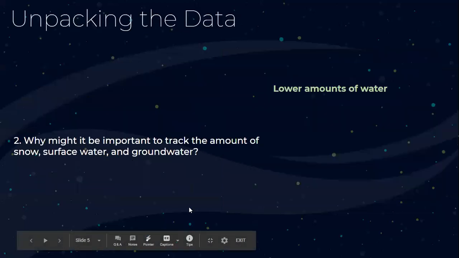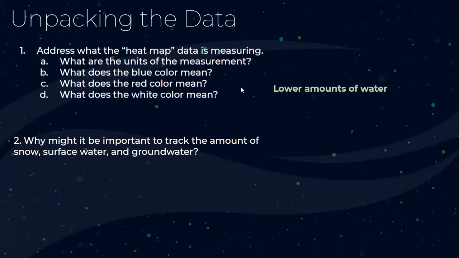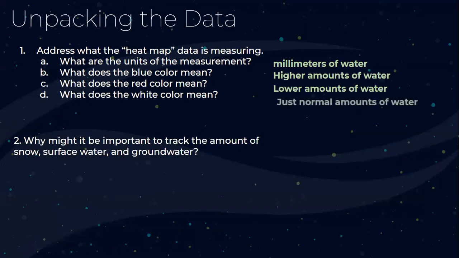Okay, so let's unpack the data. And I messed up my slide there. I've got an answer showing before it's supposed to. So the question is, let's address what the heat map data is measuring. A, what are the units of measurement? So that would be, yes, millimeters of water. B, what does the blue color mean? That's where we have higher amounts of water than normal. C, what does the red color mean, or the orange color? That's lower amounts of water than normal, or than the average. What does the white color mean? Just normal amounts of water.